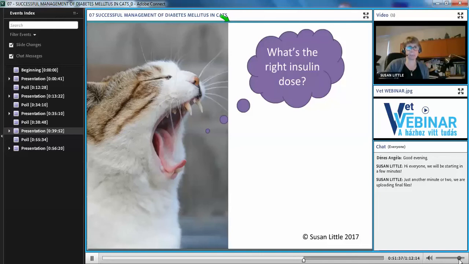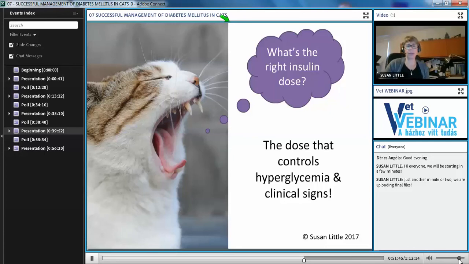So we've talked about insulin. We haven't talked much about the dose. What is the right insulin dose? Well, the answer is it's the dose that controls the hyperglycemia and the clinical signs, and that's going to vary from cat to cat. But cats do typically take small insulin doses. We're looking at somewhere between 1 and 5 units would be very typical for a cat. Once we start getting above that, I start to get a little bit more concerned that something is not right, and we'll talk about that in just a minute.